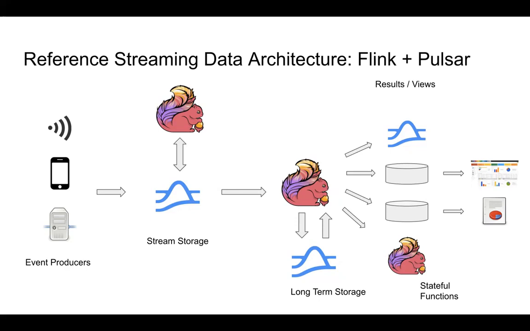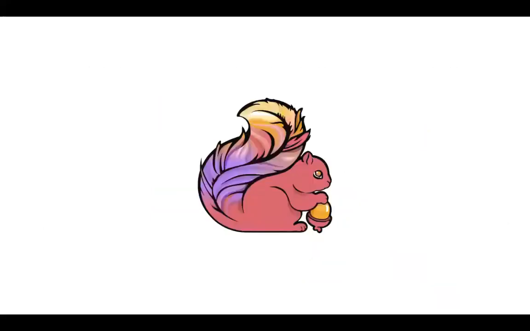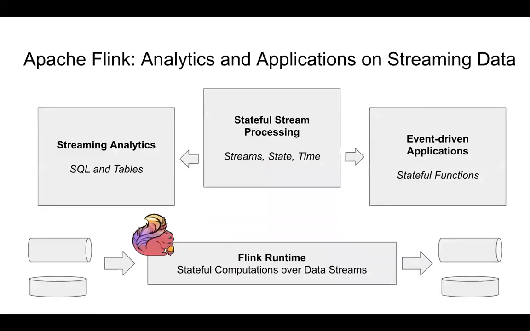Now, based on this modern data architecture, we would like to explain a bit more what Flink and Apache Pulsar are capable of doing. Let us start with Flink. For those of you who don't know Apache Flink, at its core, it's a distributed runtime, which allows you to do stateful computations over data streams. It provides a set of APIs for doing that. So we have the DataStream API and the ProcessFunction API, which allow you to do stateful stream processing by giving you access to the basic building blocks of streams, state, and time.